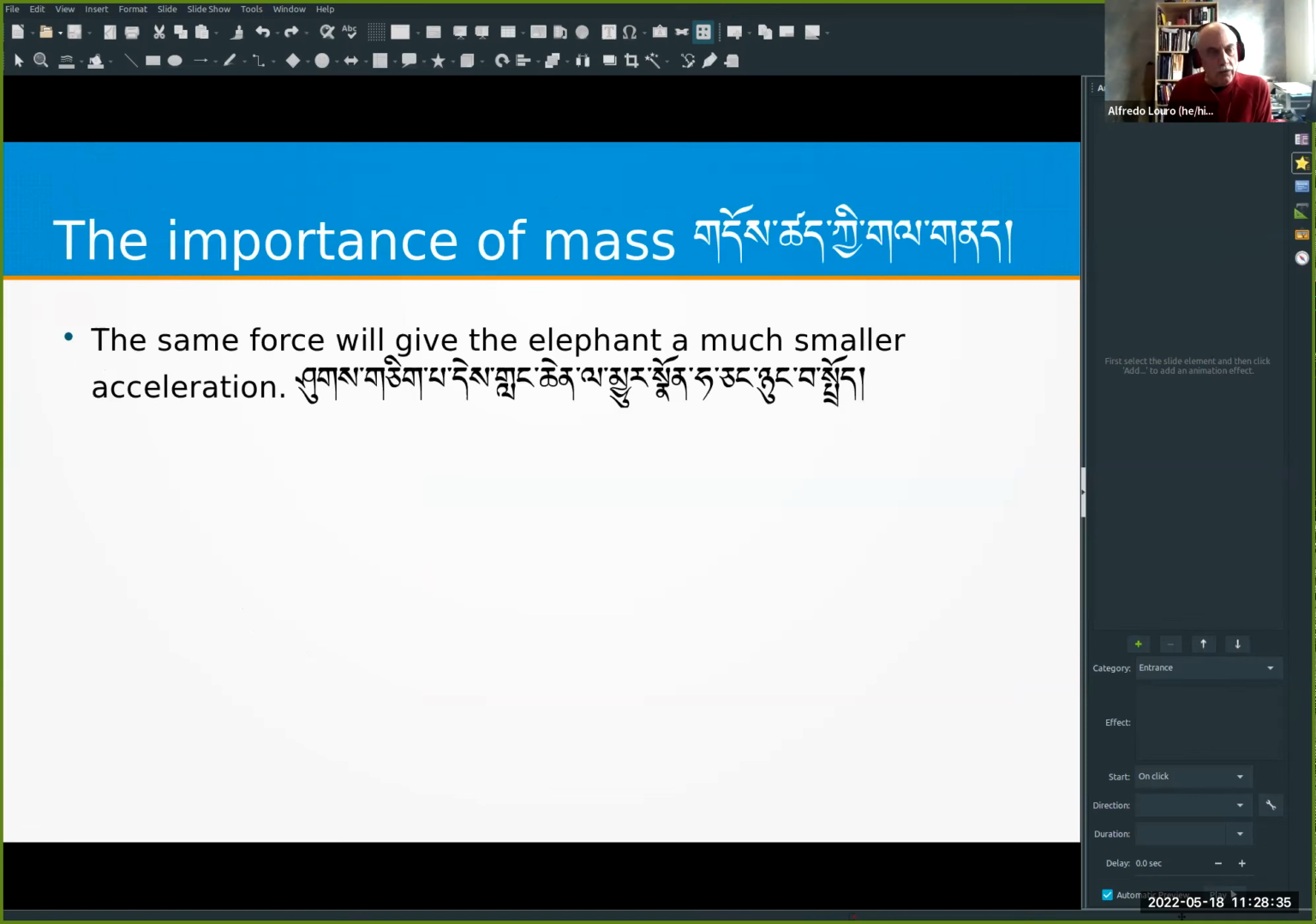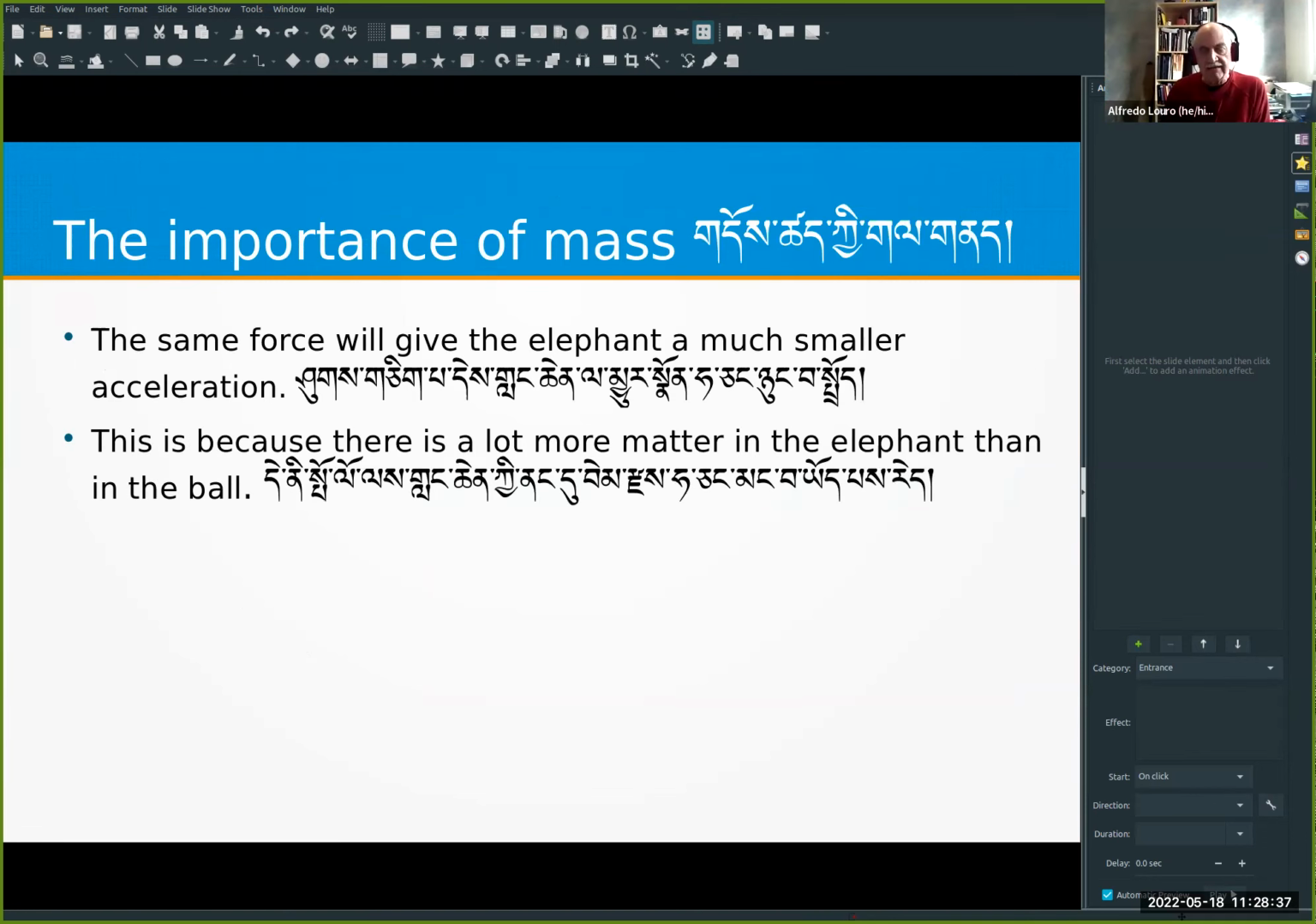So this is because the elephant, and I have to be careful with my wording here. The elephant, there's a lot more stuff in the elephant than in the ball. There's a lot more matter in the elephant than in the ball.